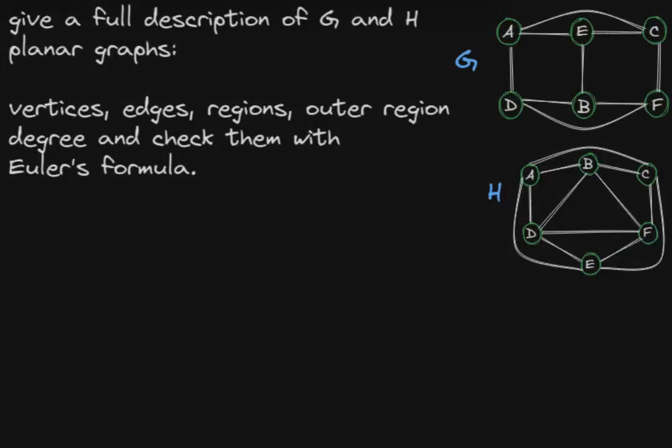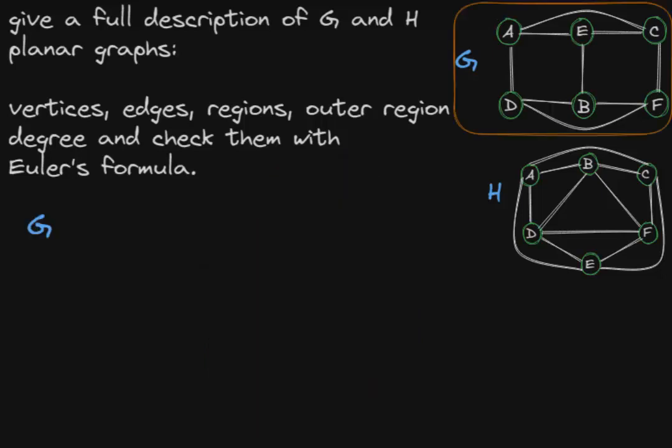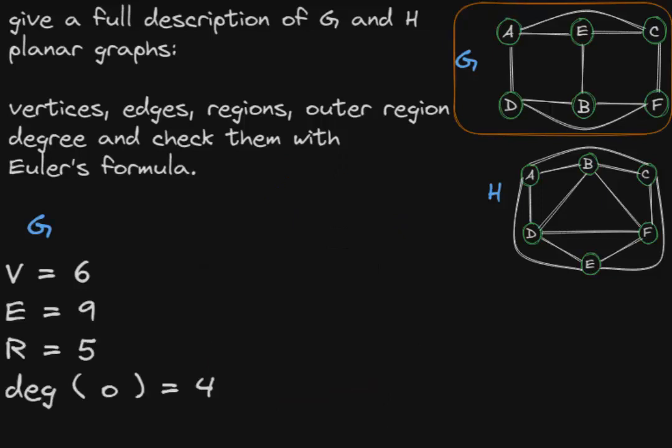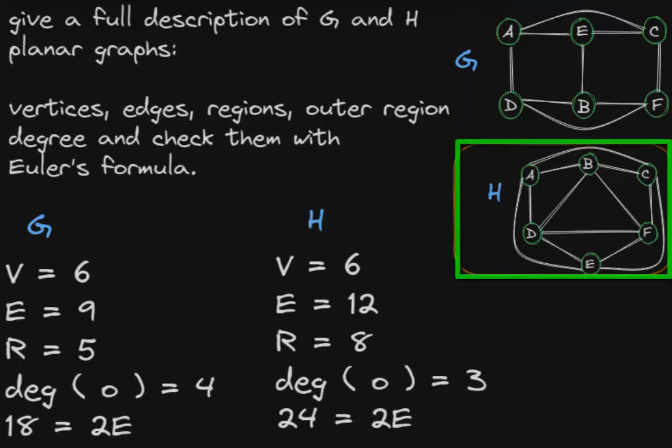Question 6. Give a complete description of G and H planar graphs. How many vertices, edges and regions they have. Also get the degree of the outer region and check them with Euler's formula, which says the regions' degree summation equals double the number of edges. On the first graph we have 6 vertices, 9 edges and 5 regions. To check Euler's formula, let's compile all the regions' degrees: 3, 4, 4, 3 and 4 equals double of 9. Yes, now let's evaluate the H graph.